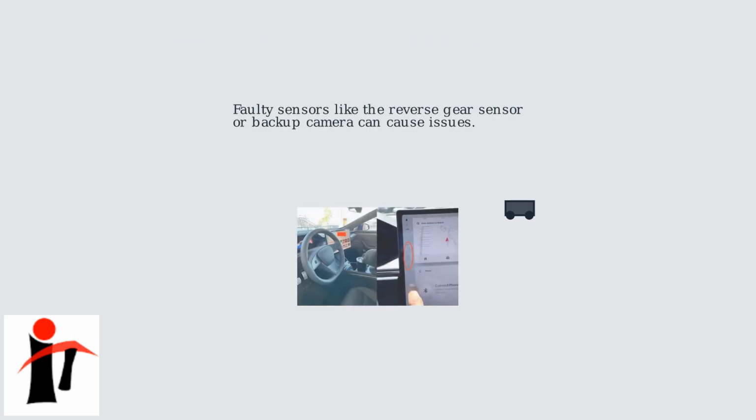Faulty sensors can prevent the reverse lights from activating. These include the reverse gear sensor that detects when the vehicle is in reverse gear, or the backup camera sensor that helps confirm the vehicle's position. To diagnose these problems, start by using the Tesla app on your phone. The app can connect to your vehicle's systems and display error codes or diagnostic information.